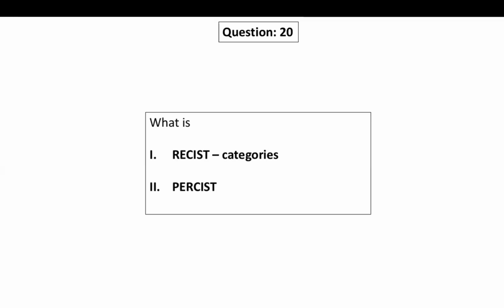Do you know any response evaluation criteria in brain tumors or neuro-oncology? RANO criteria. Okay, it's response assessment in neuro-oncology. And what about GIST, gastrointestinal stromal tumors? Choi criteria. Yes, Choi criteria.